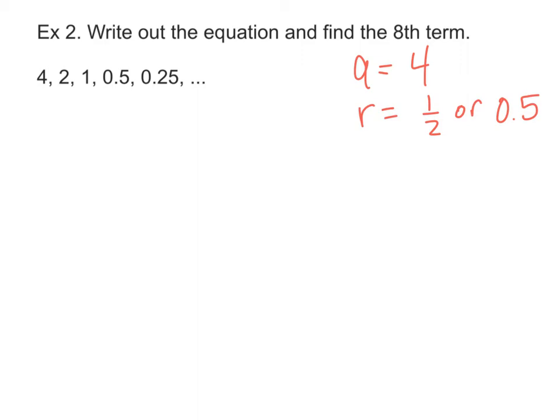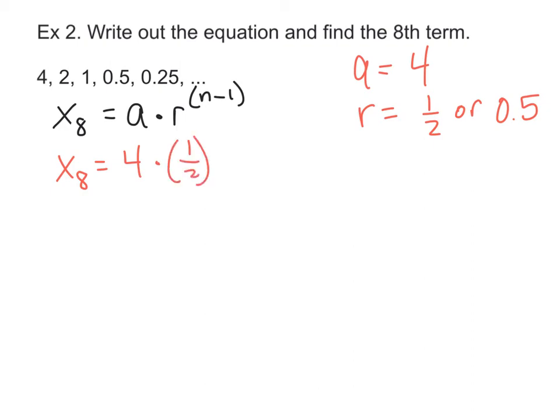So I need to plug it into my formula. My formula for geometric is A times R raised to the n minus 1. So I'm going to plug in what I know, except this should not be a 10. This should be an 8 in this problem, sorry, because we're looking for the 8th term up here. Okay, so X sub 8, I know my A value is 4. I'm going to put it in parentheses. I know this is, however you want to put it, 1/2. And then raised to the 8 minus 1 power. So X sub 8 is equal to 4 times, here's that 1/2, which is now going to be raised to the 7th power.